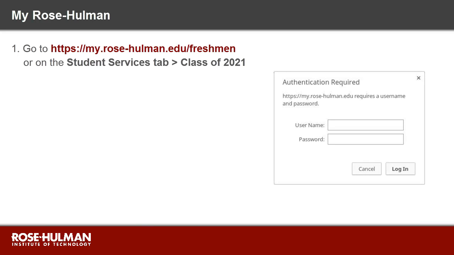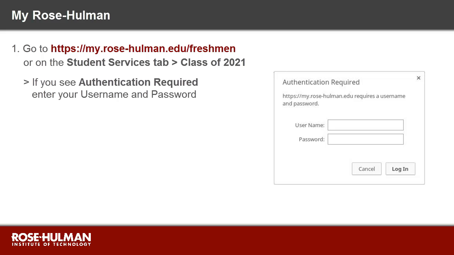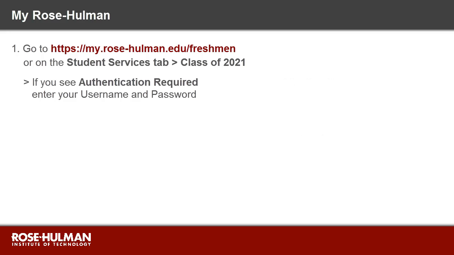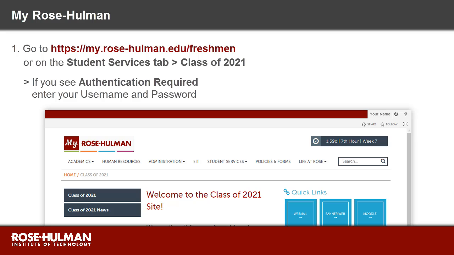The first time you access My Rose-Hulman, you should be prompted for an authentication required login window. Enter your Rose-Hulman username and password and click Log In. You will now be logged into the My Rose-Hulman website. To confirm this, you should see your name in the top right corner.